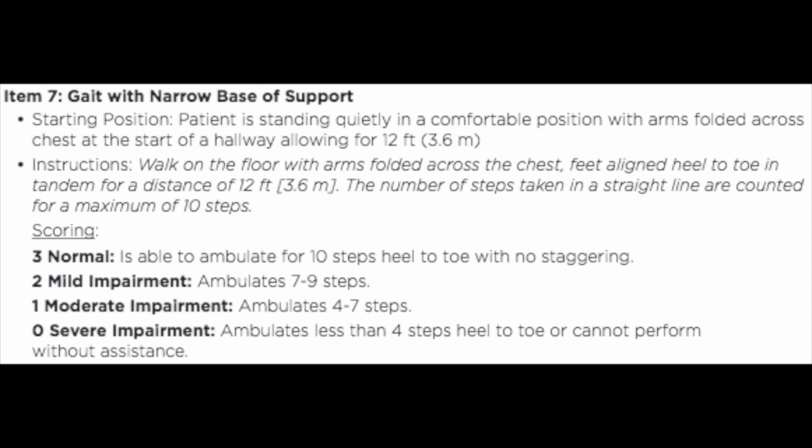A 3 is given if the patient is able to ambulate for 10 steps heel to toe with no staggering. A 2 is given if the patient ambulates 7 to 9 steps. A 1, 4 to 7 steps, and a 0 is ambulating less than 4 steps heel to toe or cannot perform without assistance.